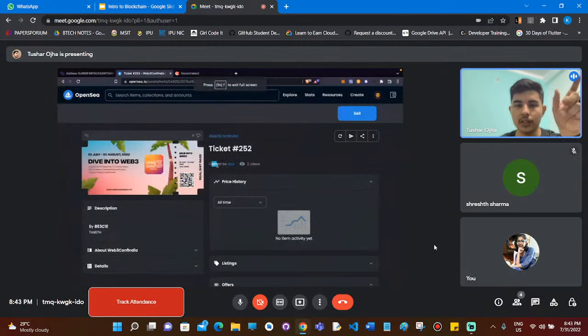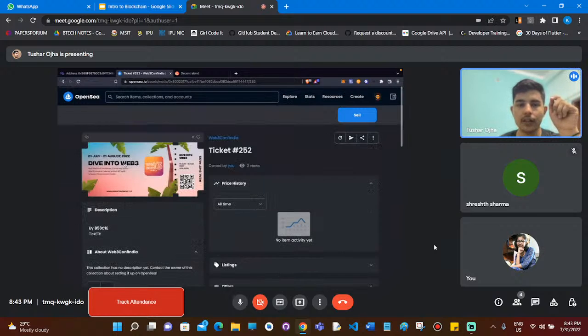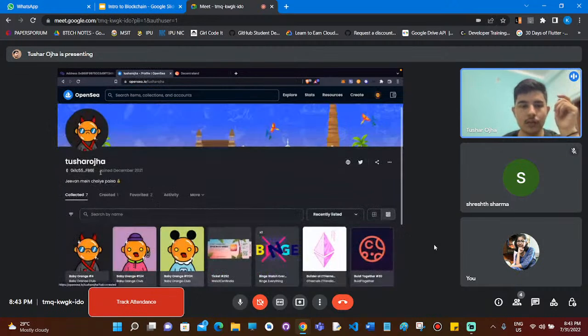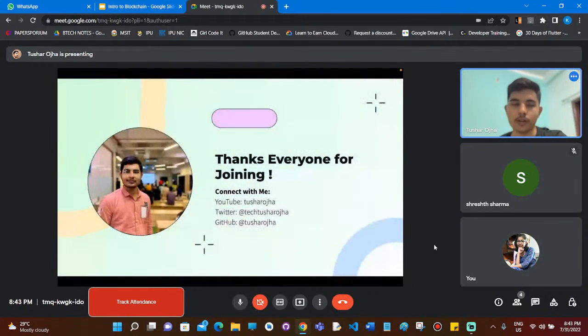So if you can see here, this is on blockchain. This data is being stored in a different format, which is decentralized also. But what blockchain stores is these properties which you see here, the details, and that this particular NFT, this 252 ticket, is being owned by this account. So that's where NFTs are related to blockchain.